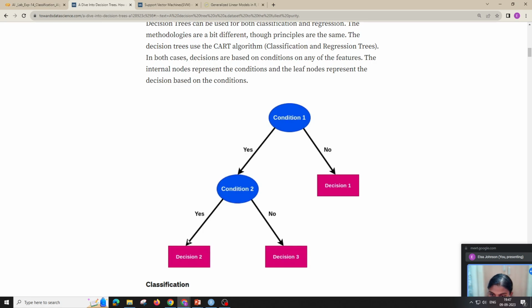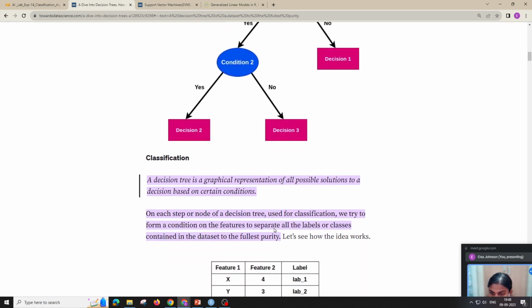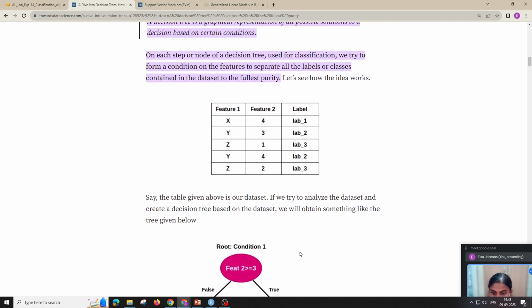And at the end, if you reach a point where further divisions are not possible and you get one particular class in this node and the other particular class in this node, then you can say that you have classified it correctly. Okay, so this is an example where there are 3 different classes. Okay, and you can see here feature 1 is there, feature 2 is there, and labels are there.